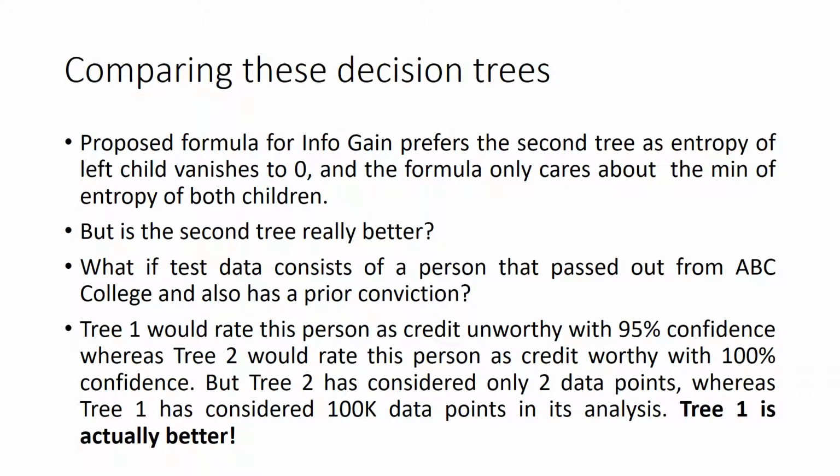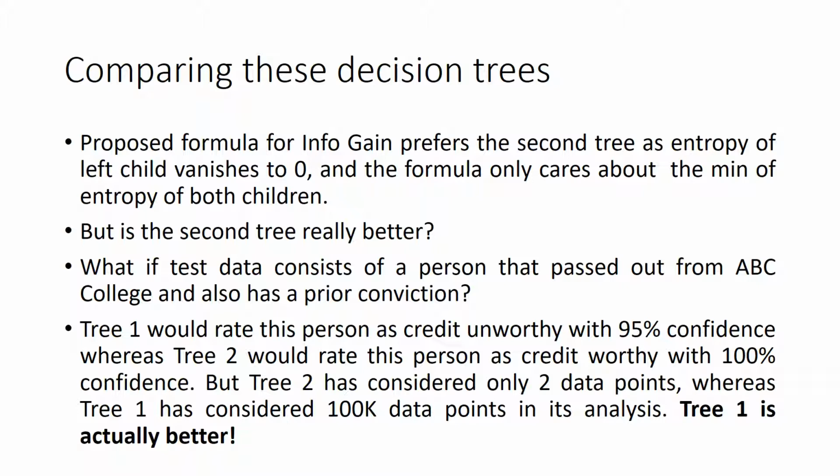So tree 1 rates this person as credit unworthy with 95% confidence, whereas tree 2 has absolute confidence that this person is credit worthy. It has 100% confidence. But the problem is this. Tree 2 has considered only 2 data points.